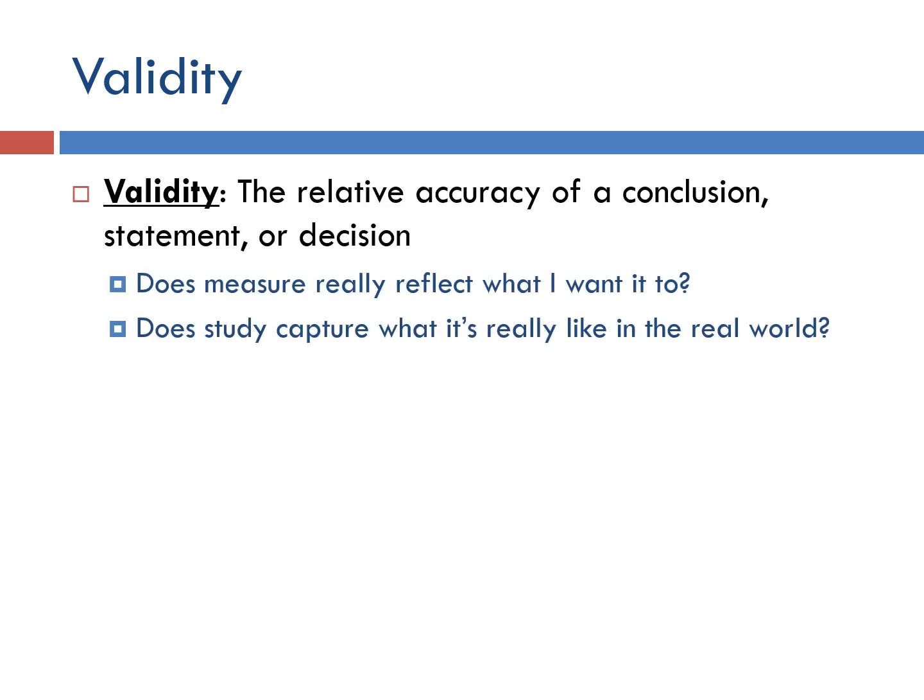So I've kind of dropped this term in a few times today just to get you familiar. Oh, what's that validity term? Validity is the relative accuracy of a conclusion. It's how correct is this statement? How correct is this construct or this operational definition? Is this measure that I have really reflecting what I want it to be reflecting? And how does it capture what it's really like in the real world? It's like an identification card that's saying, yes, this is in fact the thing you are trying to measure.